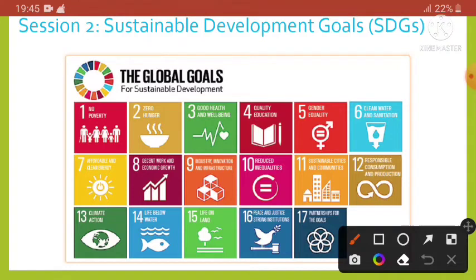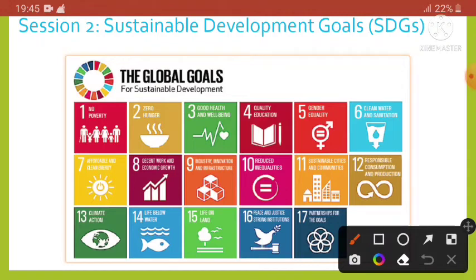Over the next 15 years, countries will mobilize efforts to end all forms of poverty, fight inequalities and tackle climate change while ensuring that no one is left behind. So all the countries have to put in significant effort to attain the Sustainable Development Goals in order to save our planet.